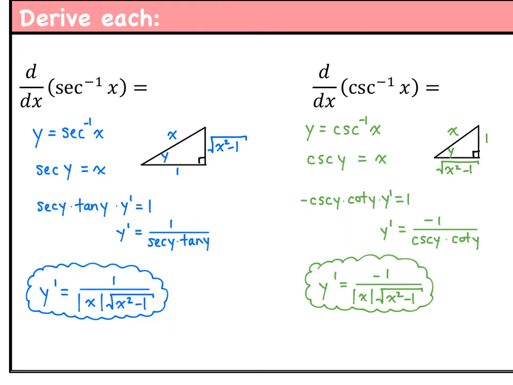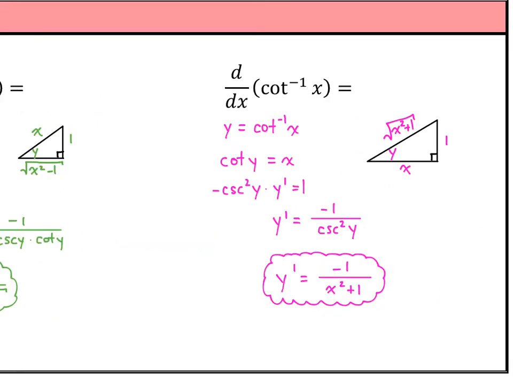Go ahead now and try the derivative of the arc cotangent of x using the same concept. Okay, so we let y equal the arc cotangent of x. So then the cotangent of y equals x. We're able to fill out our triangle, y being the angle, 1 being the opposite side, x being the adjacent. Pythagorean theorem gives our hypotenuse as the square root of x squared plus 1.